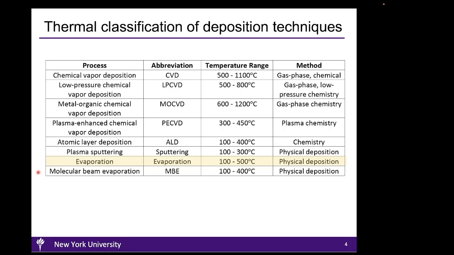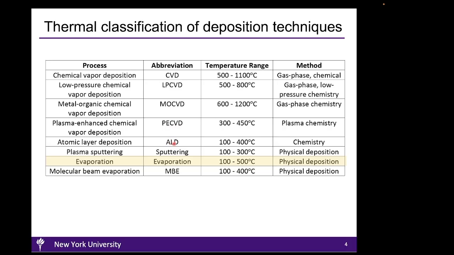Considering the diversity of the material deposition methods, one way to classify them is in terms of their deposition temperature range. This table here shows a simplified thermal classification of layers deposited from high temperature to low temperature. The top 5 rows are processes that involve chemical reactions among gas precursors, such as chemical vapor deposition, low pressure chemical vapor deposition, metal organic chemical vapor deposition, plasma enhanced chemical vapor deposition and atomic layer deposition.